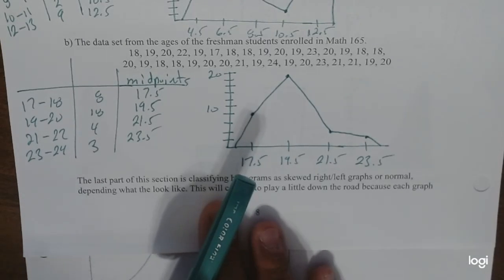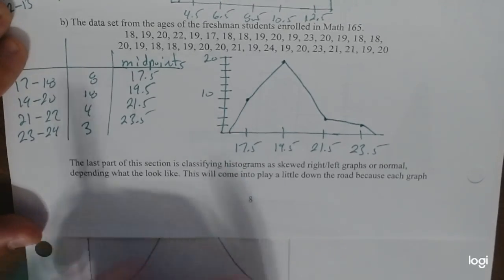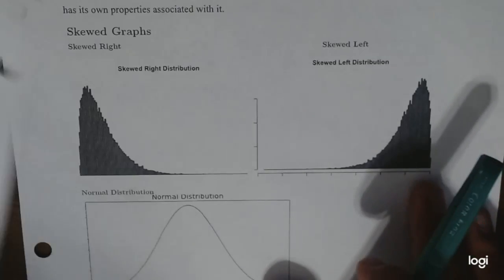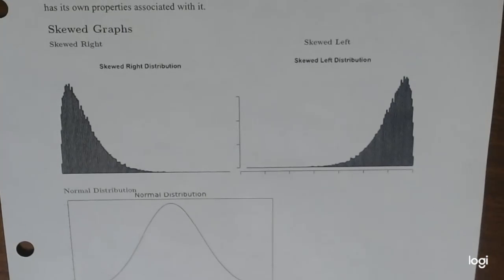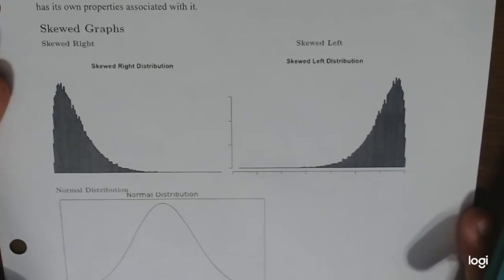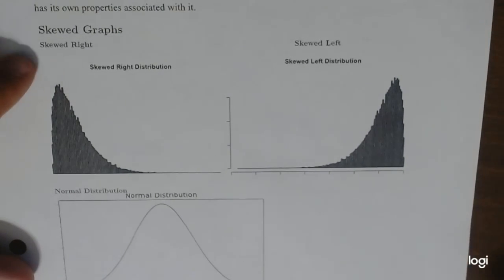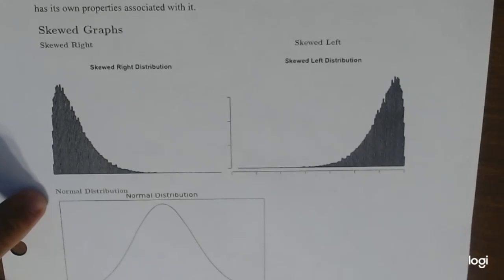Using some very special graphs that we have, we can classify them, and later on in the course, you'll see we have some characteristics based off that, so we can predict in the future what would happen based on our models. The three major ones we're going to talk about in this class are these ones here: a skewed right graph, a skewed left, and a normal distribution or bell shape.